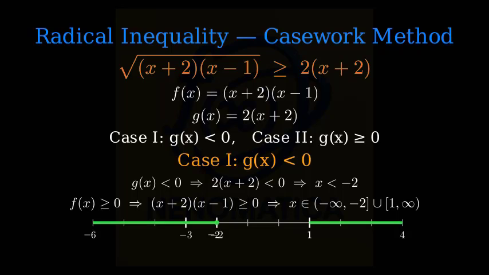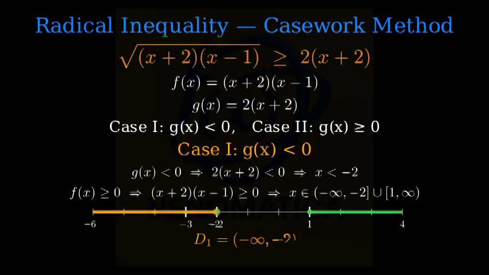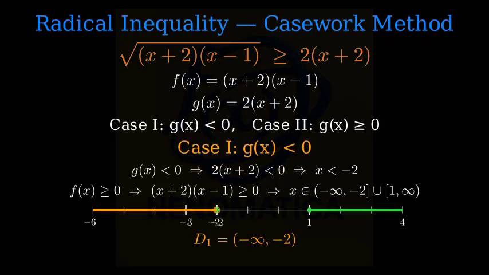Also, since there is a square root, f of x must be at least 0. That inequality, (x + 2)(x - 1) ≥ 0, gives the union of intervals from negative infinity to negative 2, closed at negative 2, and from 1 to infinity. The intersection with x < -2 is the interval from negative infinity to negative 2, open at negative 2. We will call this set D sub 1.